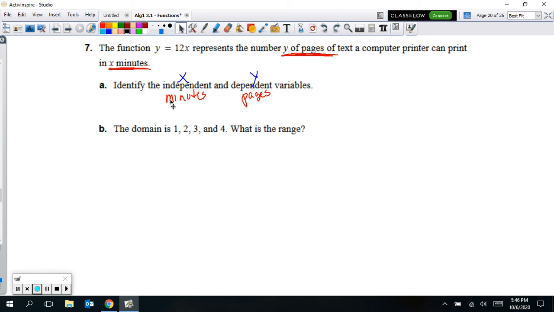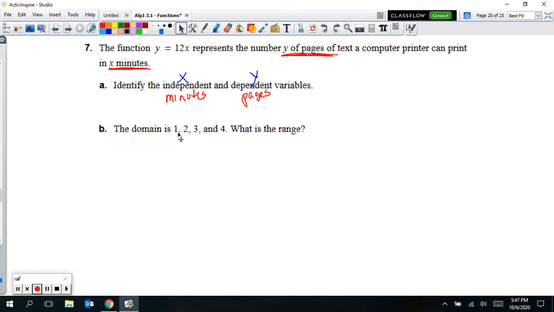So if you plug in minutes to this, it's going to multiply it by 12. If we say 1 minute, it's going to be able to print 12 pages. That's how many pages it'll print. In 2 minutes, it'll print 24 pages, and so on.